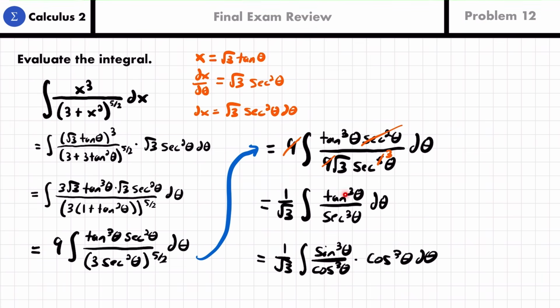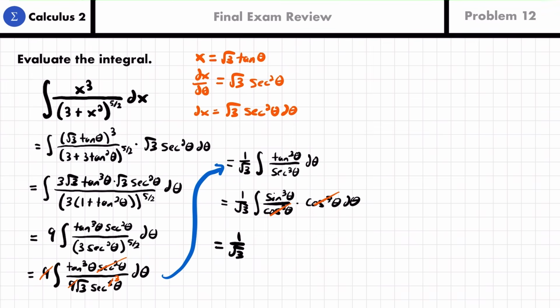Okay, but now everything in the integral is expressed in terms of sine and cosine, which hopefully you can see why that is helpful, because now we have a cosine cubed theta in the numerator and a cosine cubed theta in the denominator that will cancel out. Cosine cubed theta divided by itself is 1. So you have 1 times sine cubed theta, which is just sine cubed theta. Okay, so here's the new integral that we get. We will have 1 divided by the square root of 3 times the integral of sine cubed theta d theta. And that is a much simpler integral than what we started with, and it is something that we can integrate.